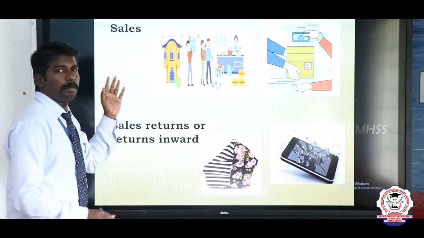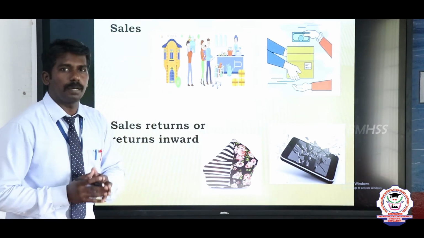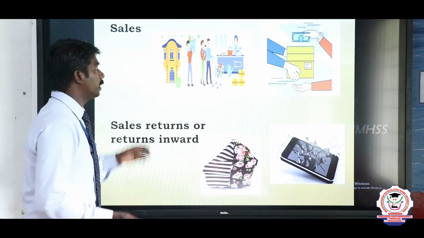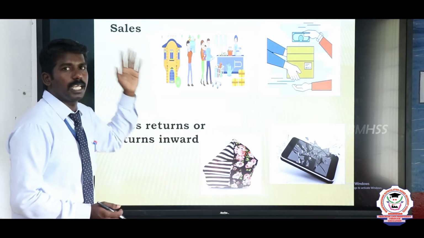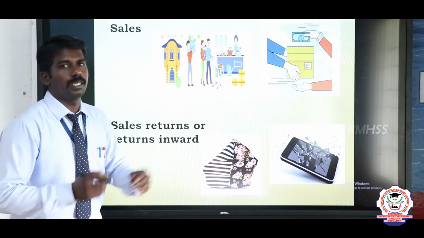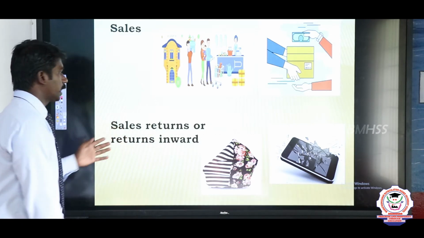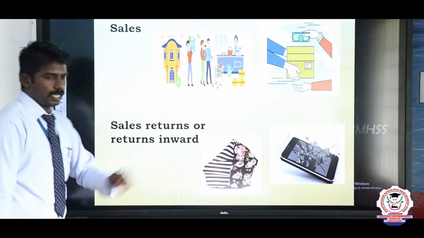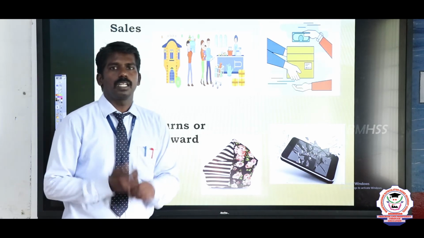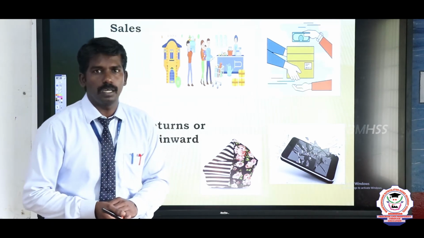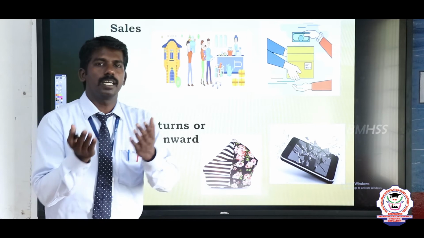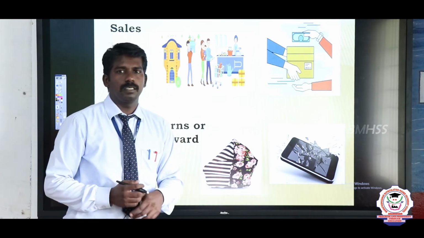Correct. Sales is the major income for each and every company, because the major income is gained through the sale of the products and the services by the company. See the second one, sales return or return inwards. The company sold the goods to the consumer. Sometimes the consumer returns the goods to the company.